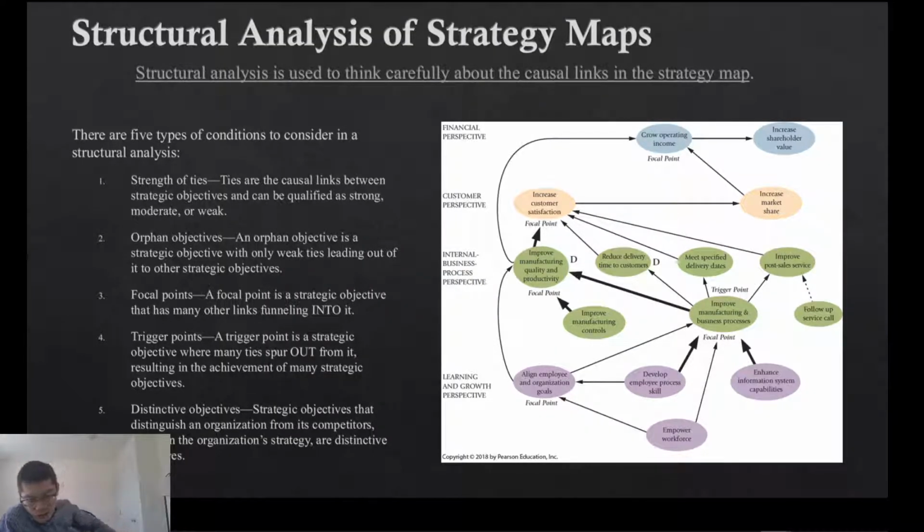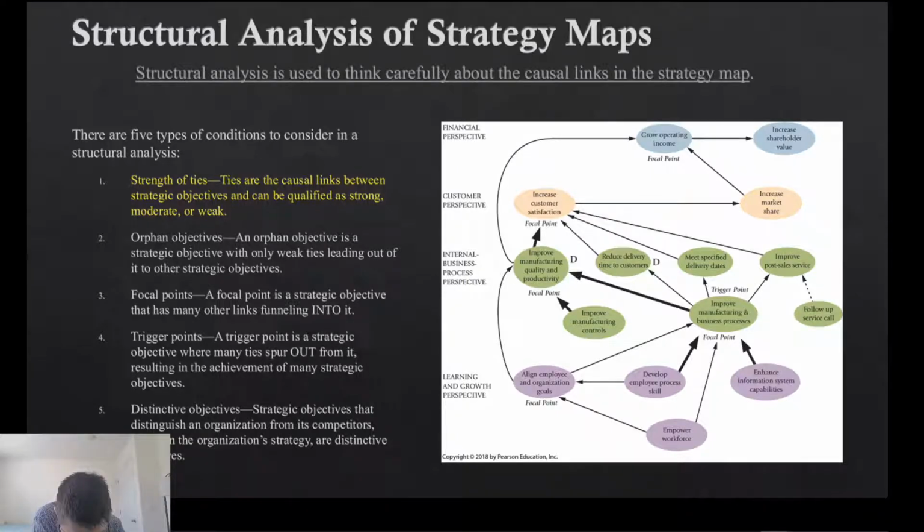All right. So there are 5 types of conditions to consider in a structural analysis. So basically, what are the 5 types of elements in this strategy map? So first is strength of ties. Ties are the causal links between strategic objectives and can be qualified as strong, moderate, or weak.